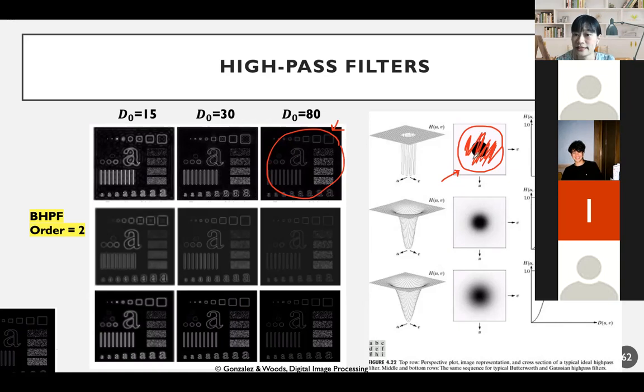So black means not pass, white means pass, okay? Because white is number one. One multiplied by everything remains the same value. Okay, any other question?